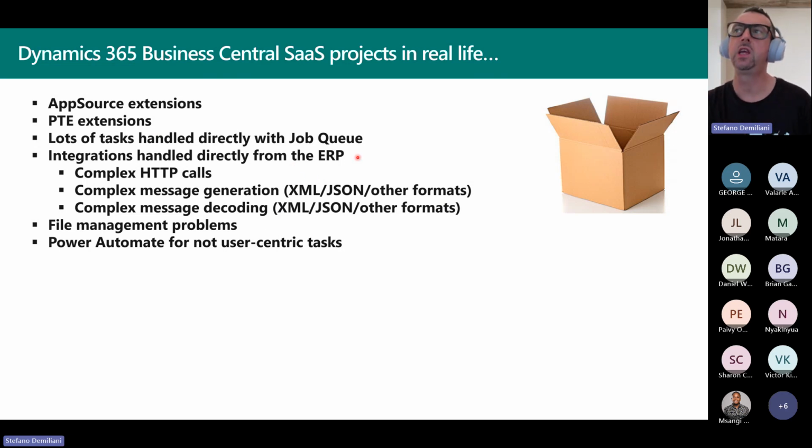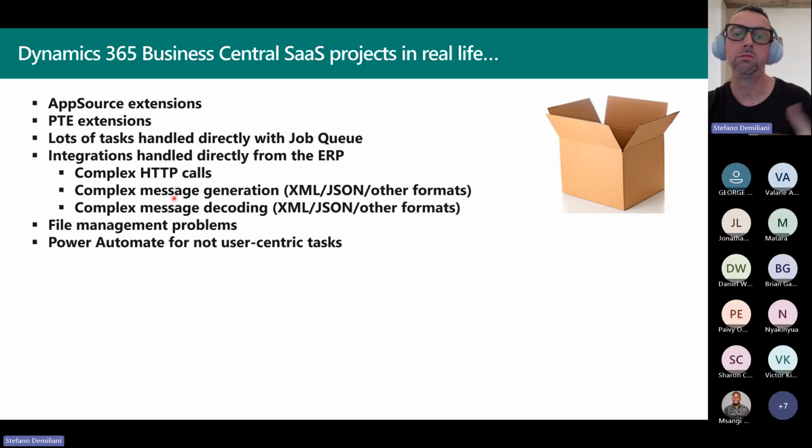Another thing that I see inside Business Central is that normally Business Central is not alone. It must be integrated with other applications, in a traditional project, an external B2B or external applications. And normally partners often try to do that all in AL language. So they create AL procedures with complex HTTP calls, complex message generation using XML, JSON, and so on, complex message decoding. So tons and tons of lines of AL code for doing things that can probably be done in a different way. In the traditional Business Central Cloud project, there is also file management. File management is a problem for many aspects.